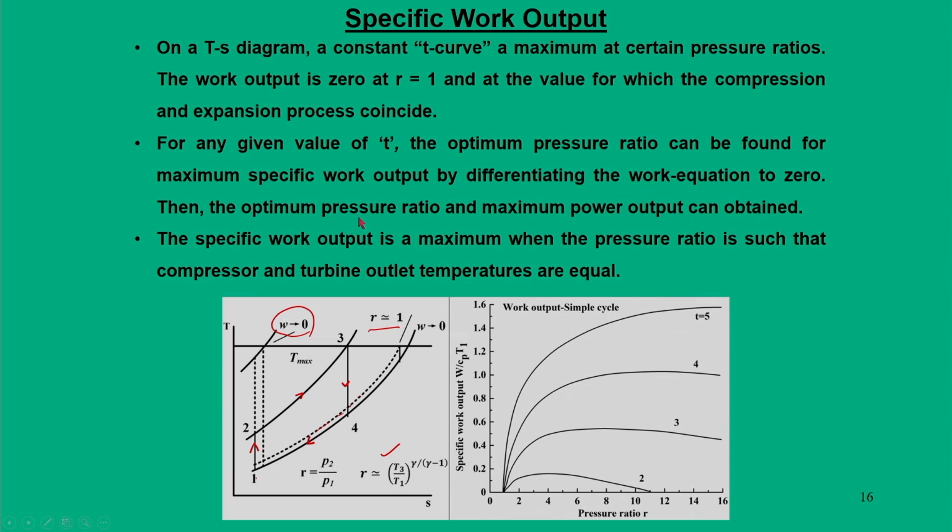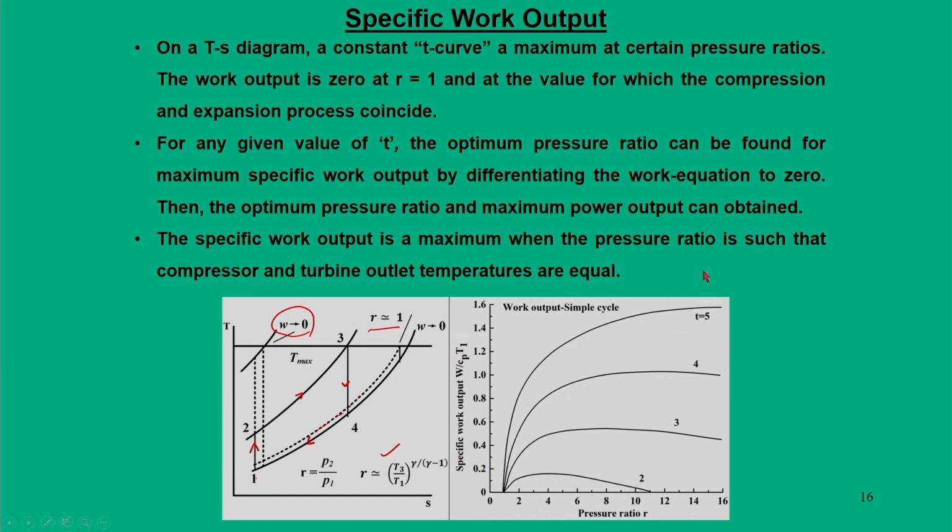And when you do this, we will find the optimum pressure ratio and maximum power output can be obtained. And we will see that the specific work output will be maximum when pressure ratios are such that the compressor and turbine outlet temperatures are equal. So, this will tell us that when compressor outlet and turbine outlet temperatures are equal, then work output is maximum.